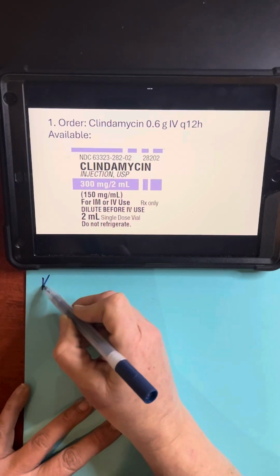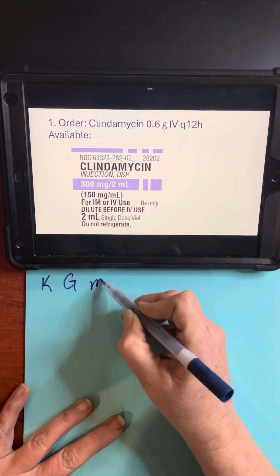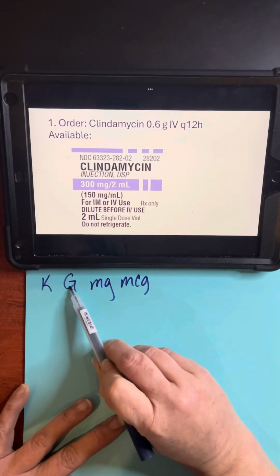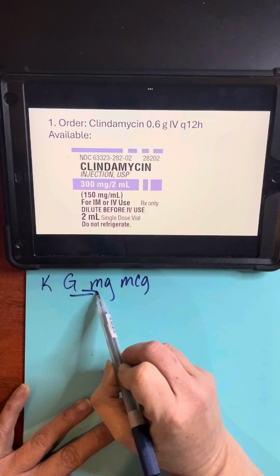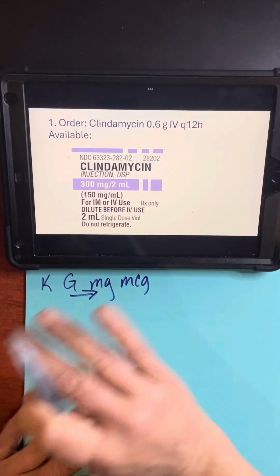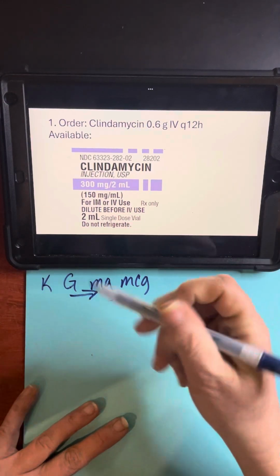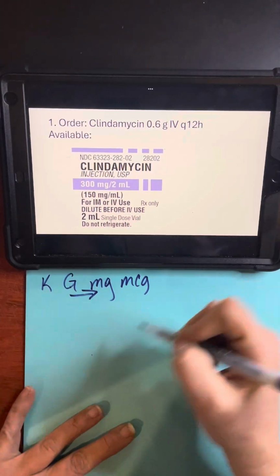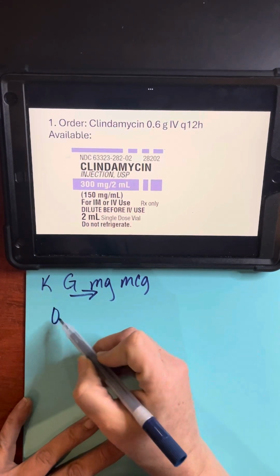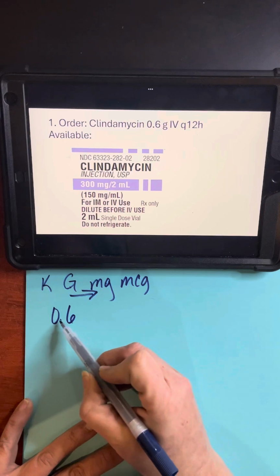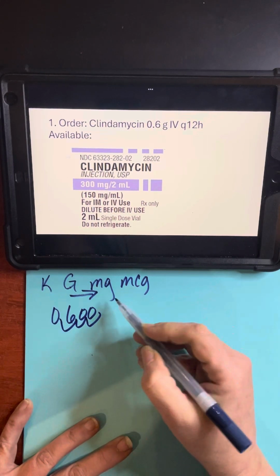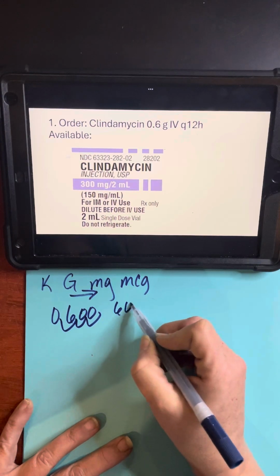And you know it's kilograms, grams, milligrams, and micrograms. If I'm going from grams to milligrams, I'm going to the right. I have to remember it's 3 places. If you don't understand why, go back and find the video that I have about the metric system. Anyway, so 0.6 grams. I'm going to grab the decimal and go 1, 2, 3. That will be 600 milligrams, what the man wants.